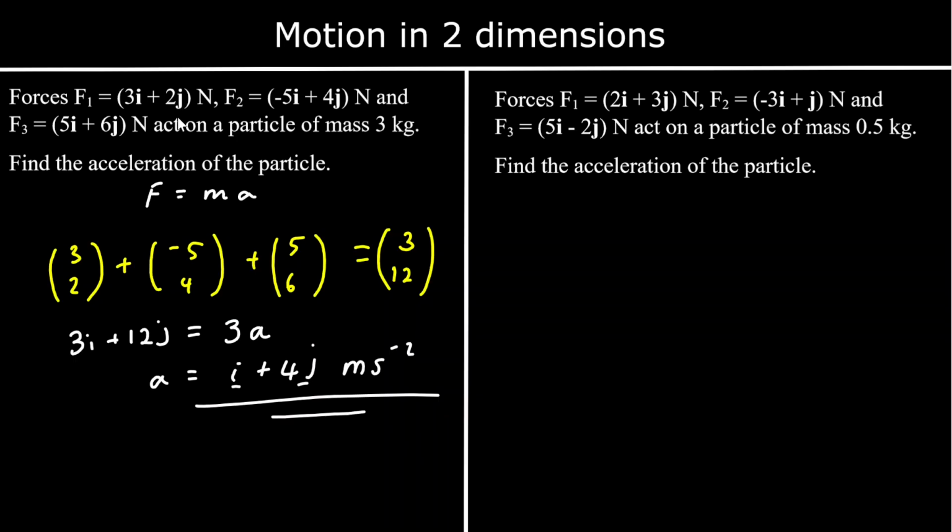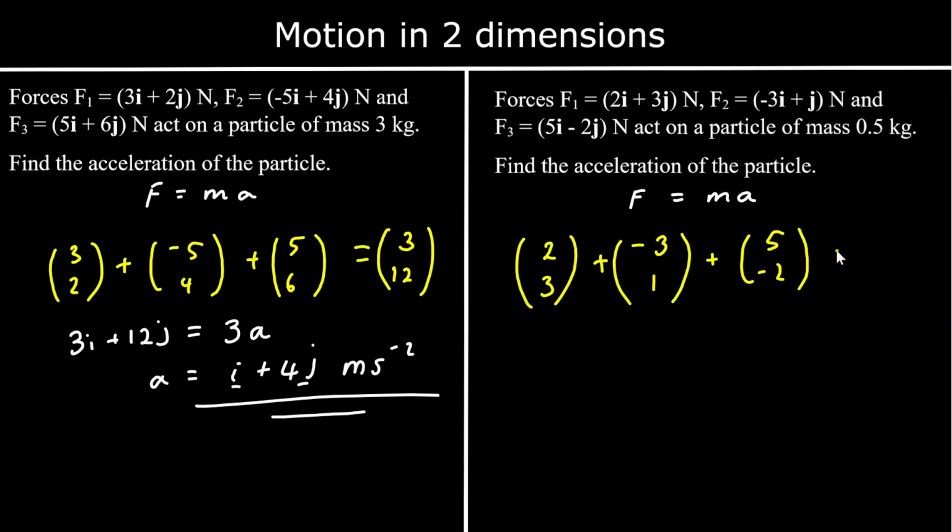One for you to try. See if you can give it a go. So again, we want F equals ma to find the acceleration. F is the resultant force. So we're going to add up all of these forces. So it's 2, 3 plus negative 3, 1 plus 5, negative 2. So add the i's, that's 4, and add the j's, that's 2. So the resultant force is 4i plus 2j.